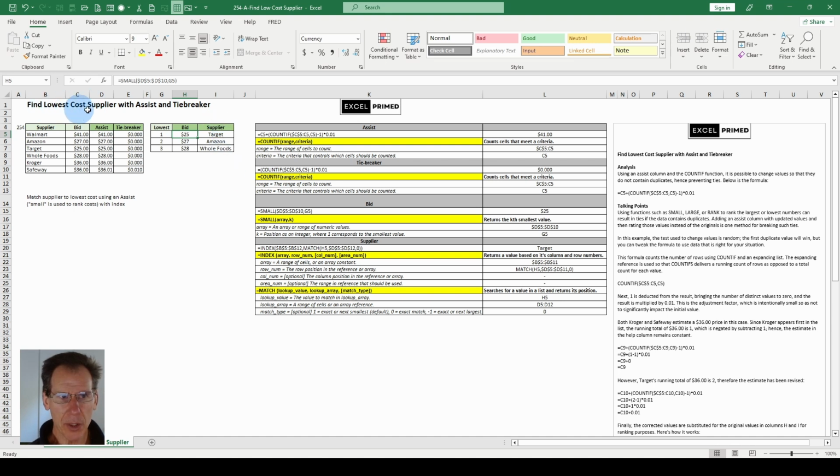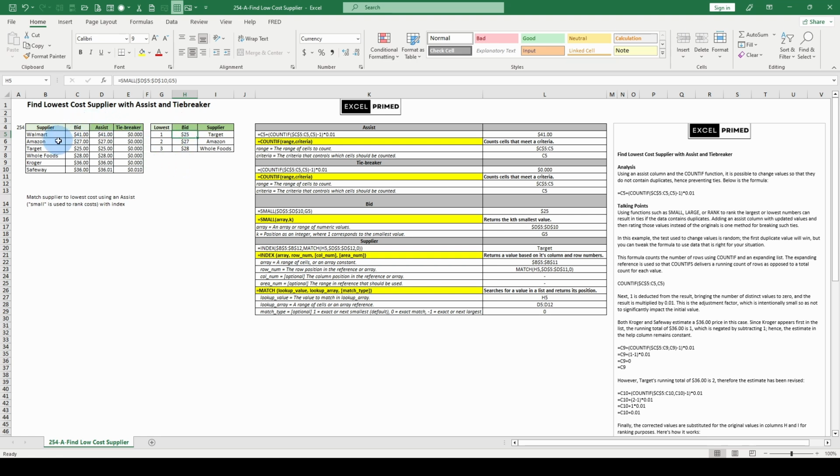Okay, we're going to find the lowest cost supplier. We're going to include an assist, and then with that assist, find and incorporate a tiebreaker, because we're trying to settle a tie. We can't have duplicates if we're trying to find the lowest cost supplier. We have to define it specifically.